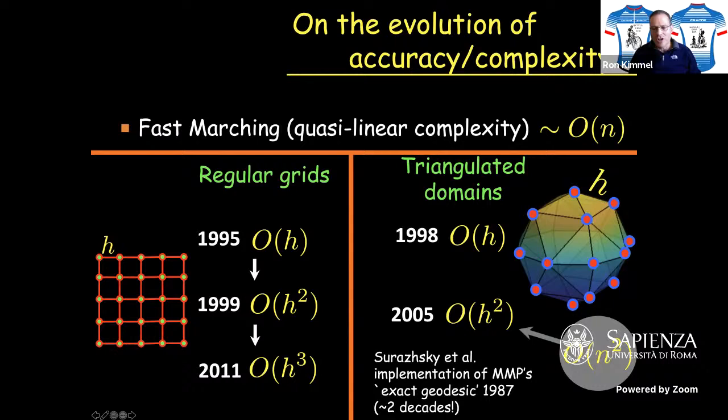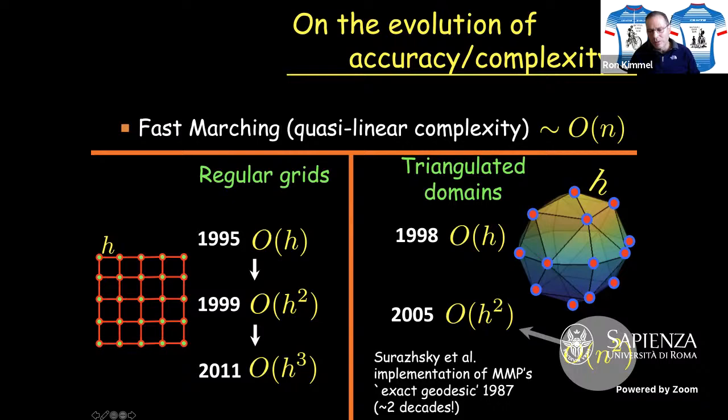About 2 decades ago, we have been able to come up with an order of H accurate scheme. This is again the fast marching method on triangulated domains. And at the other end, there was something called the exact geodesic problem that was first implemented about 2 decades after the paper was published. Vitaly Surazhsky and his colleagues published a numerical solver that gave birth to an order of H squared algorithm. But the complexity of this was order of N squared.